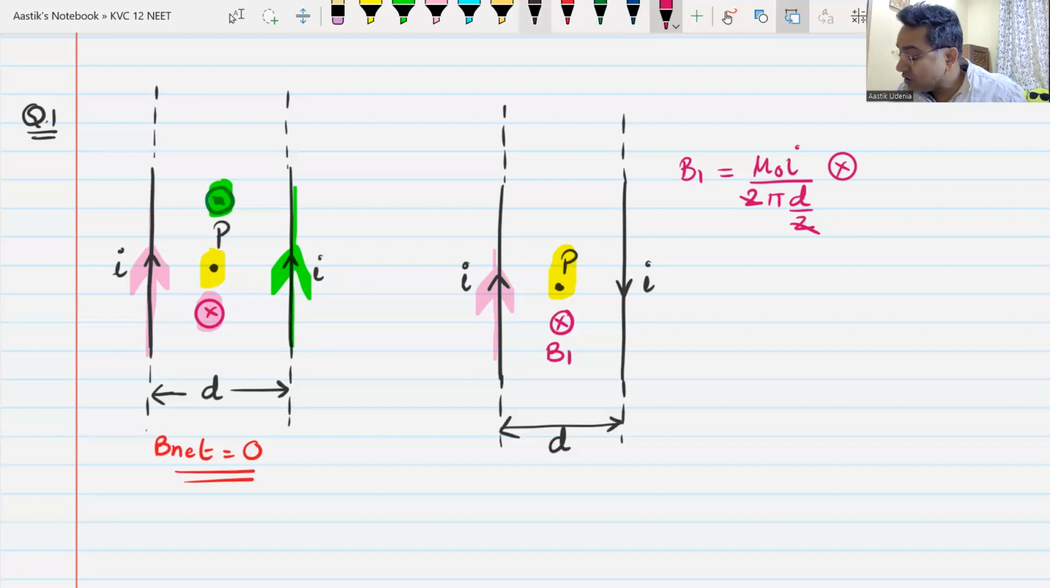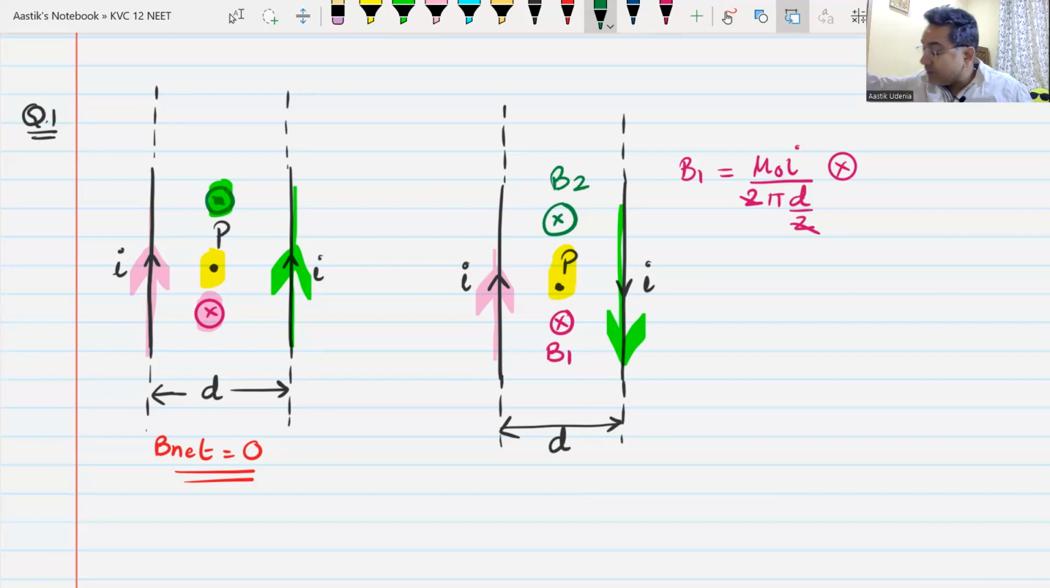Okay. Now let us talk about the green field. The current is going downwards. What is the direction of the green field? I hope you can find out the direction of the green field will also be inside now. Let me call this green field B2, and we will see that this green field B2 is also the same in magnitude. It is an infinite wire, so I have applied the formula mu naught I by 2 pi.